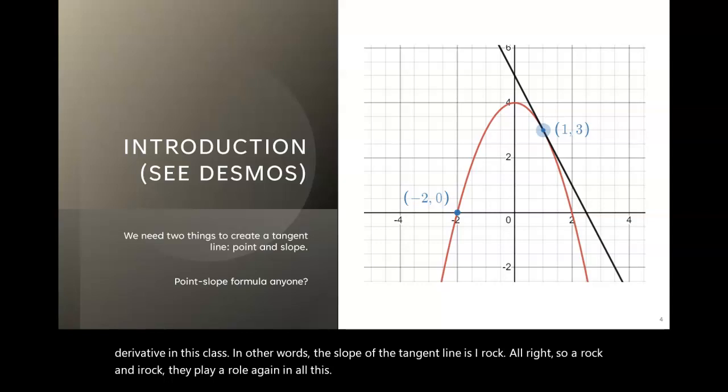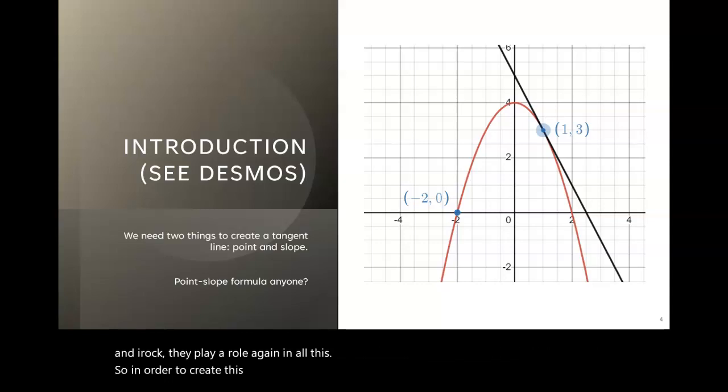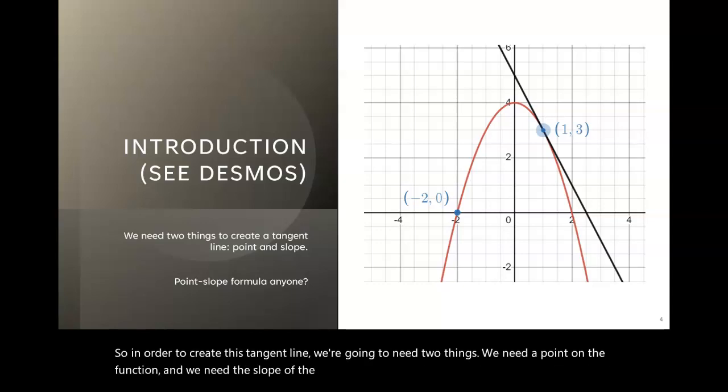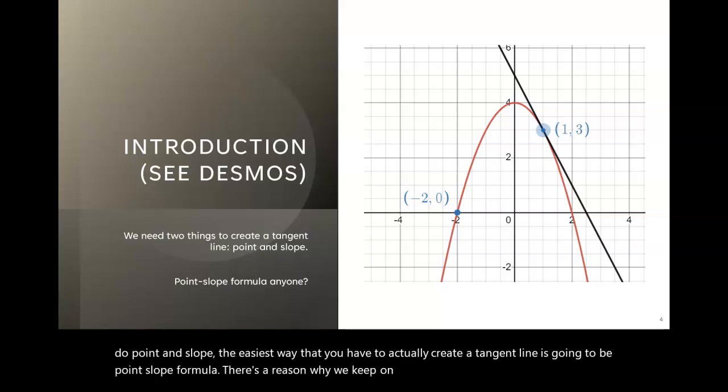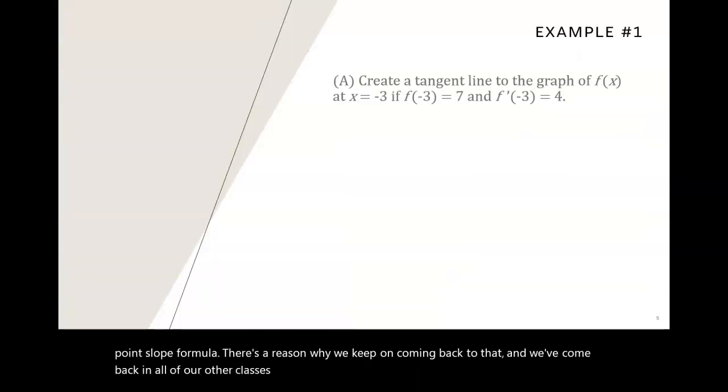Okay. So in order to create this tangent line, we're going to need two things. We need a point on the function, and we need the slope of the function at that particular point. Well, if you're going to do point and slope, the easiest way to create a tangent line is the point-slope formula. There's a reason why we keep on coming back to that, and we've come back to it in all of our other classes. So here's an example.